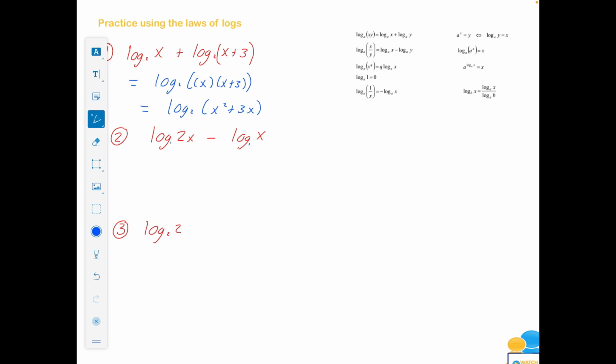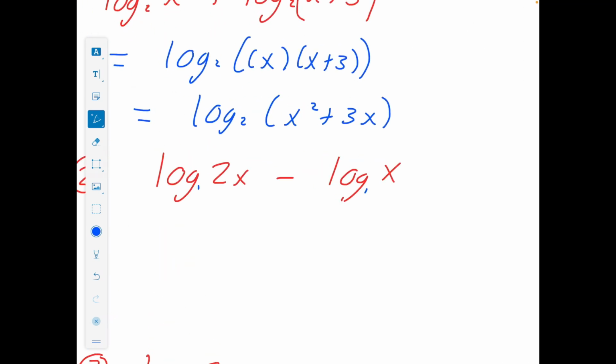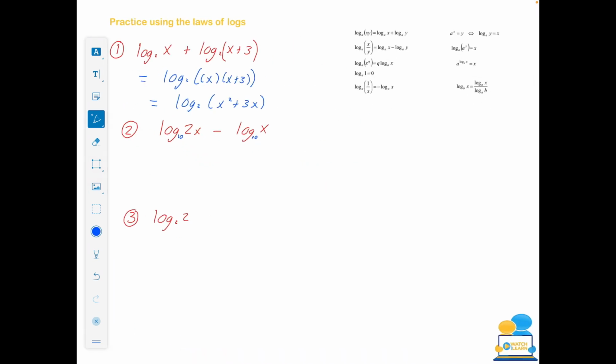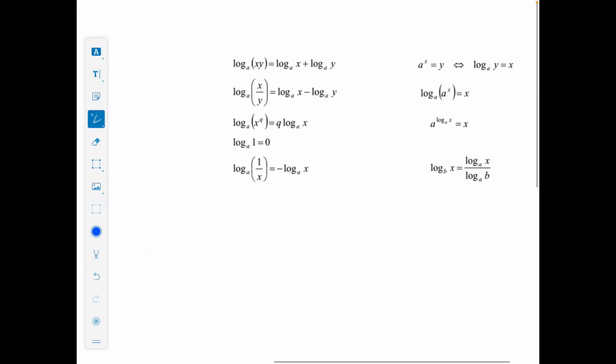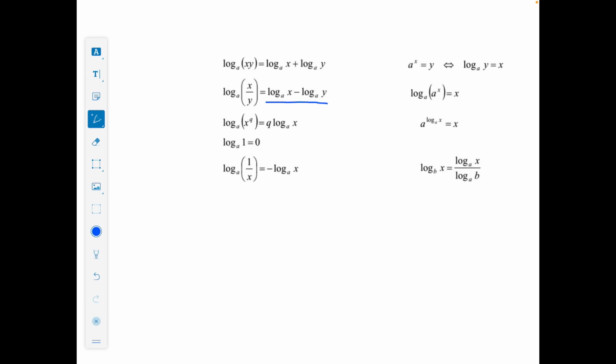Okay, similarly for question 2, we can see we have log of 2x minus log of x. What you'll notice here, there's no bases. When they don't write in a base, there's really a base 10 there. If they don't write in the base, that's fine. You can assume that it's log to base 10. That doesn't make a difference, and your calculator will understand that as well.